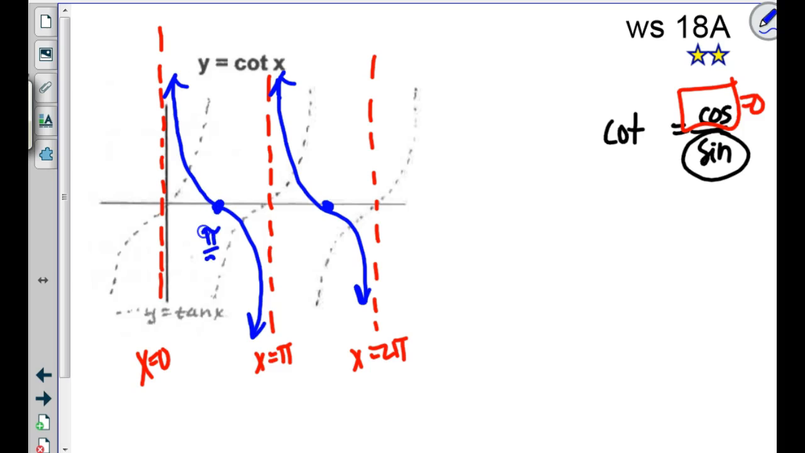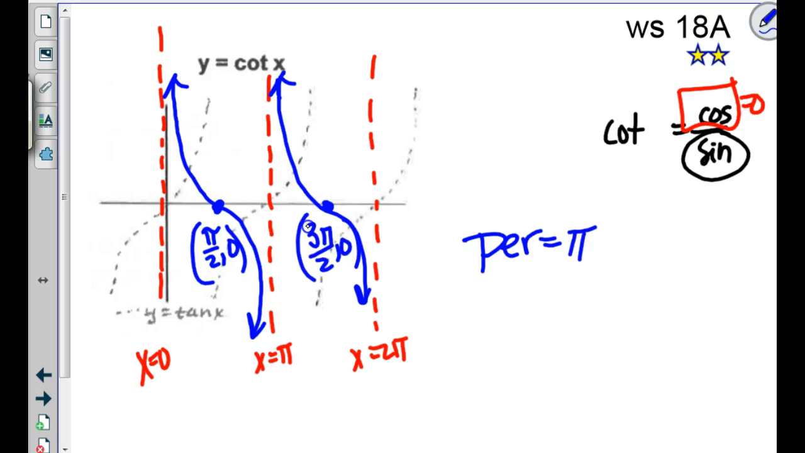Over 2, 0. This would be pi later because the period is pi again. So this would be 3 pi over 2, 0. Okay. Is that one cycle or two that I've drawn? One period or two? Two. Yeah, 2 periods because the period is only pi.